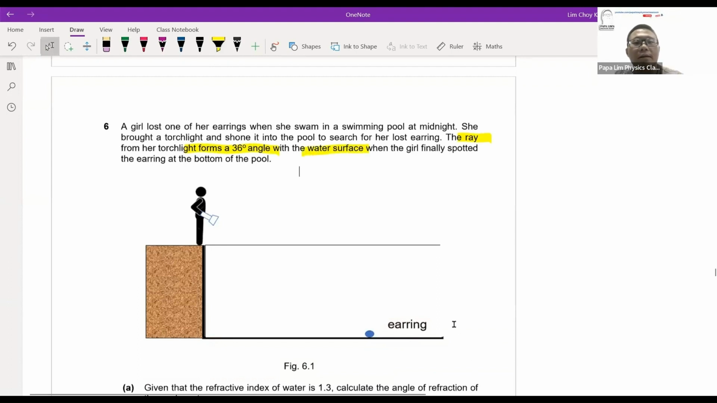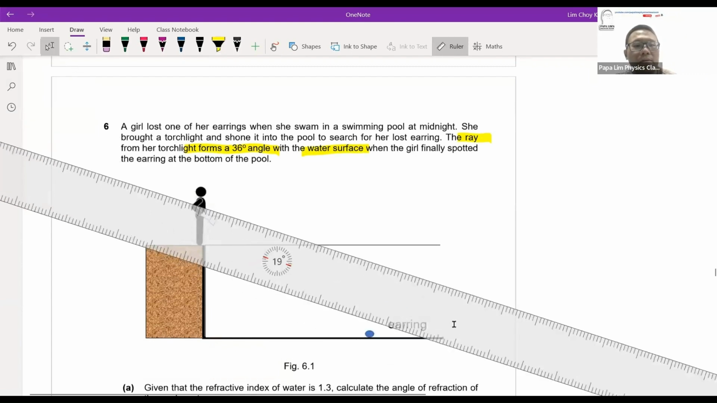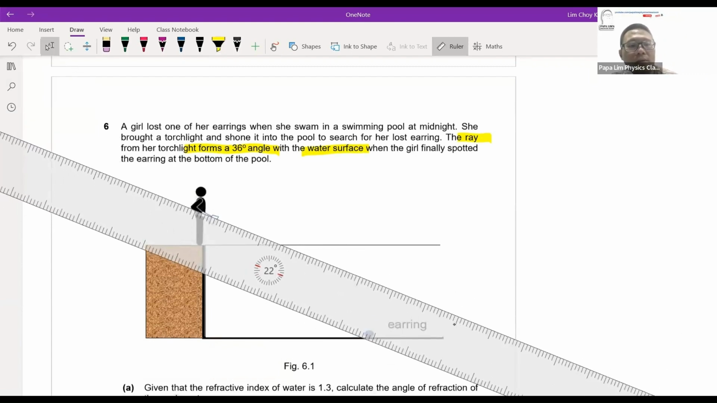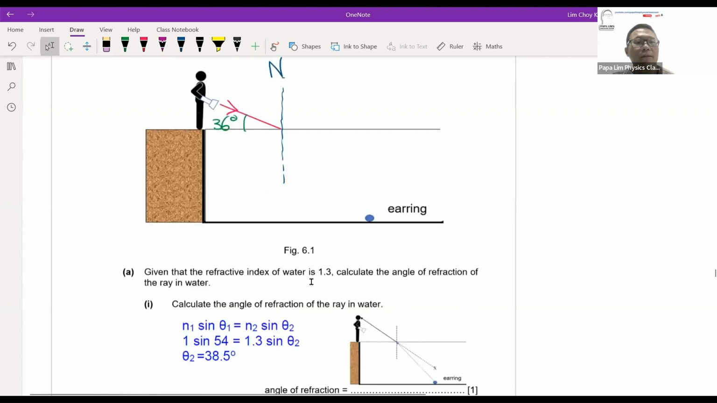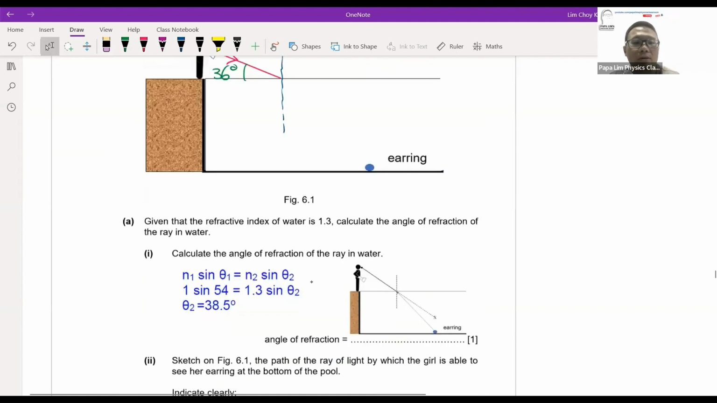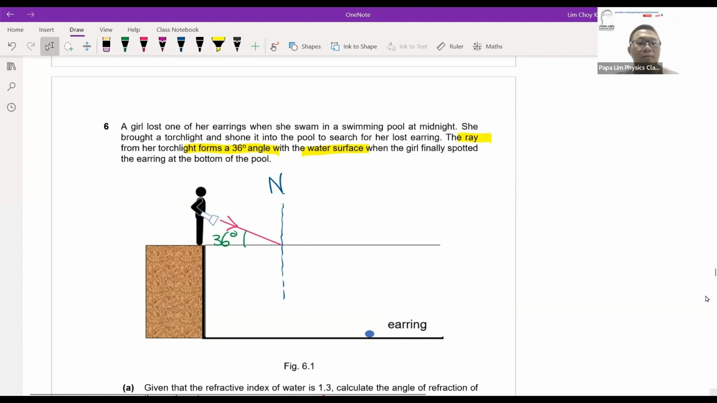So which means that the ray that we shine onto the surface of the water, this area is the normal. So based on the question, this is actually 36 degrees. Now this is the light ray shining onto the surface. Based on the question, you have a refractive index of 1.3 and need to calculate the refraction angle in the water. Now, the common thing that we are looking at is refraction.